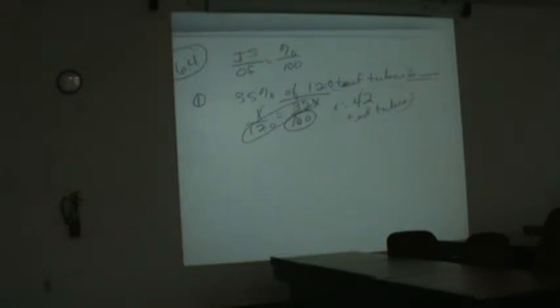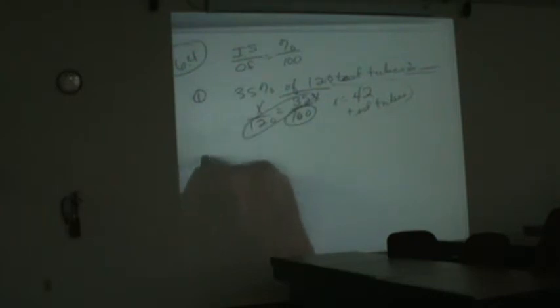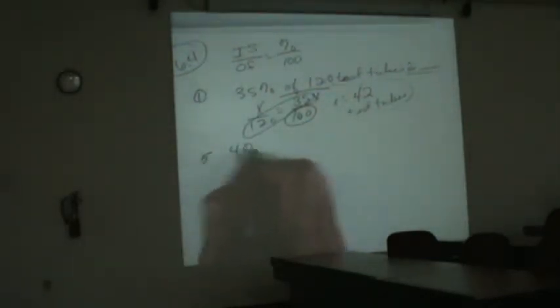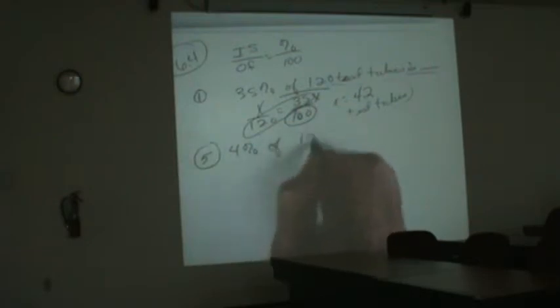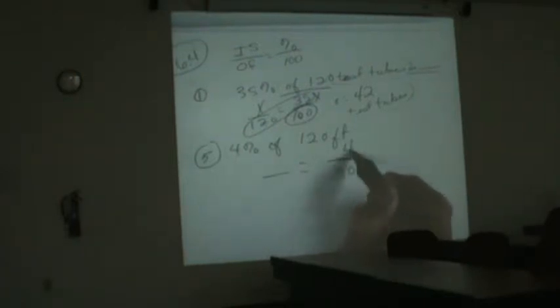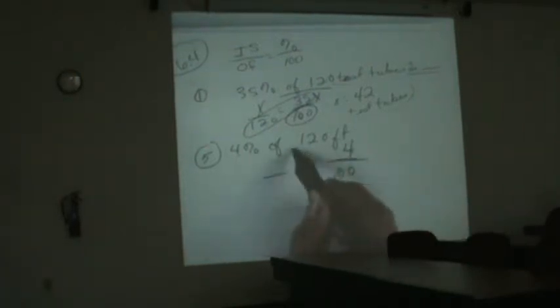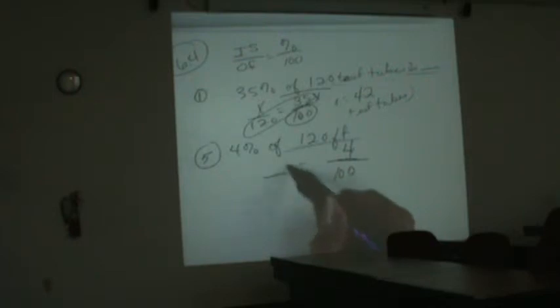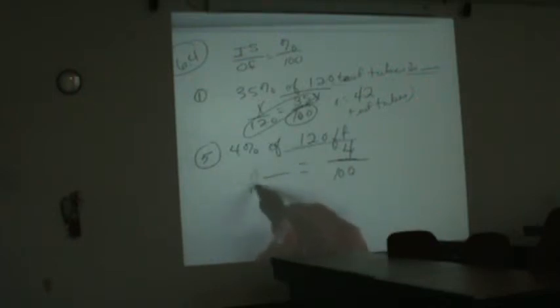So, go ahead and put what they are. It'll get you used to labeling, right? Number 5, 4% of 120 feet. What are you going to put here? 4, because that's the percent, goes over 100. Where are you going to put 120? Top or bottom? Bottom. It's is over of. This is the of.